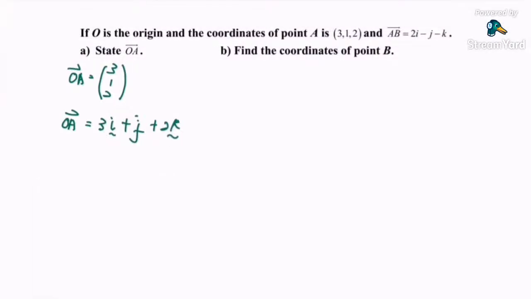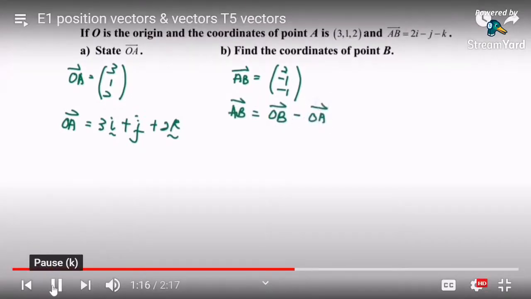B, find the coordinates of the point B. So we refer to the vector AB is equals to 2, negative 1, negative 1. By referring to the vector AB, we have AB is equals to OB minus OA. Untuk bahagian ni, ia adalah vektor AB. Kalau kita rujuk helaian formula, AB equals to OB minus OA. This is what we call a vector atau kita panggil direction.